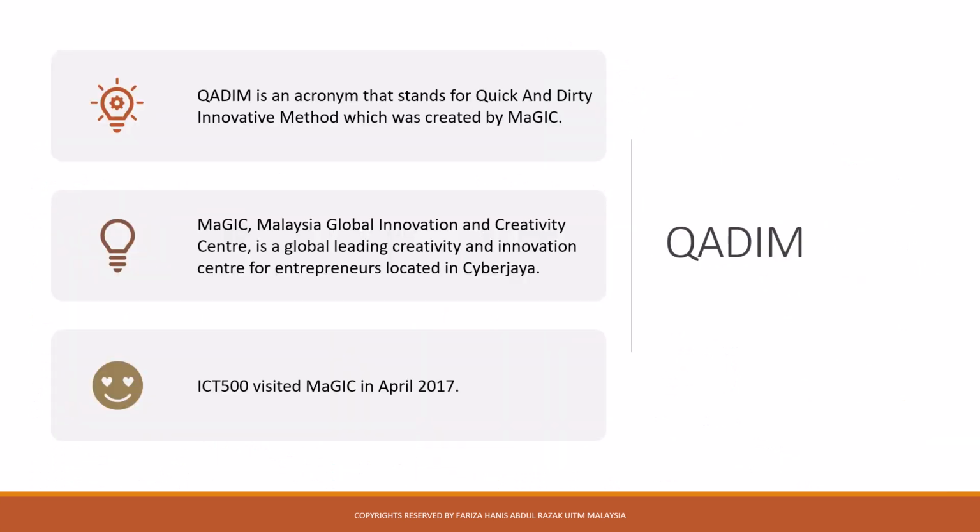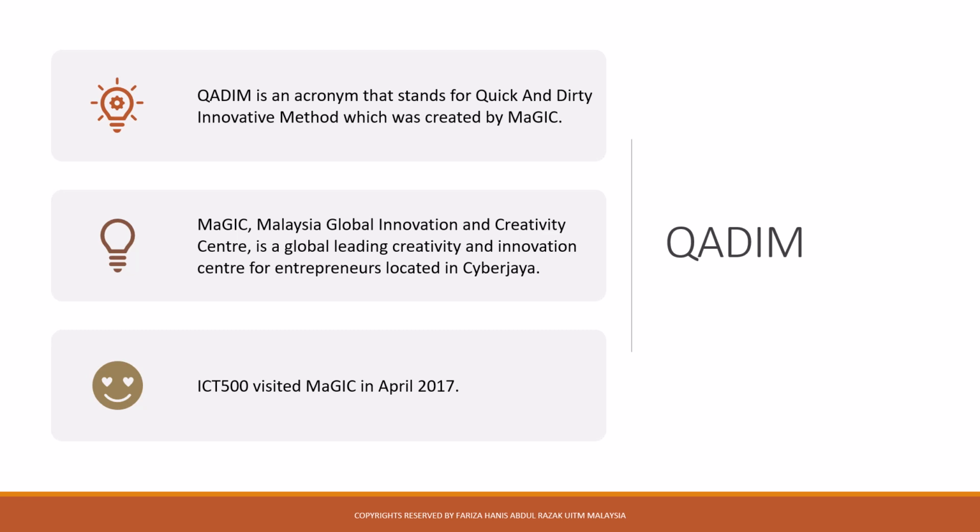Alright, so now I hope you get an idea how to use the SCAMPER tool in order to get a creative solution to propose a creative product. Right? Now we have another tool which is QUICKDIM. It is an acronym that stands for Quick and Dirty Innovative Method, which was created by Magic.